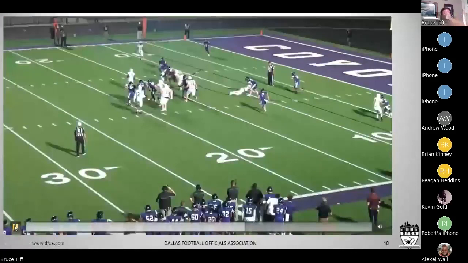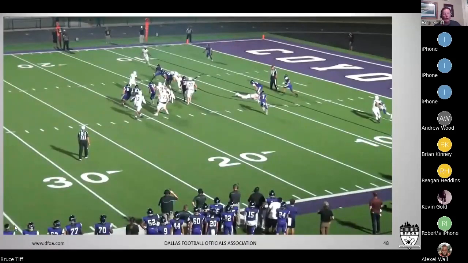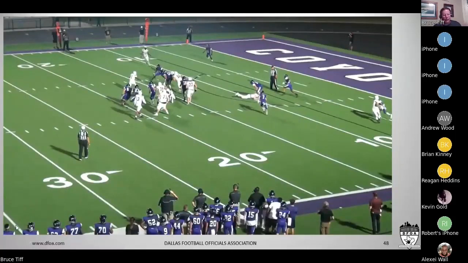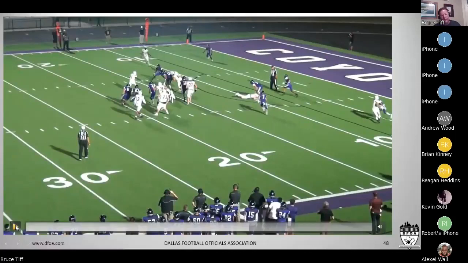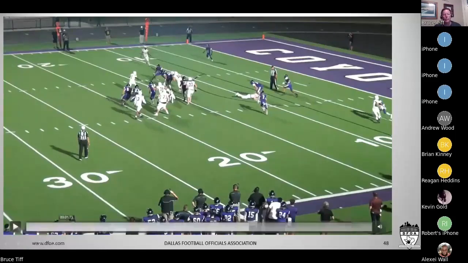Did everyone see that? He clearly came back in towards the original position of the ball and blocked the defender low. And it doesn't matter whether it was from 10 to 2 or from the side. He's restricted. He cannot come back in and block below the waist if he's outside the tackle box and coming back in at the initial position of the snap. We'll play it one more time so you can see it.